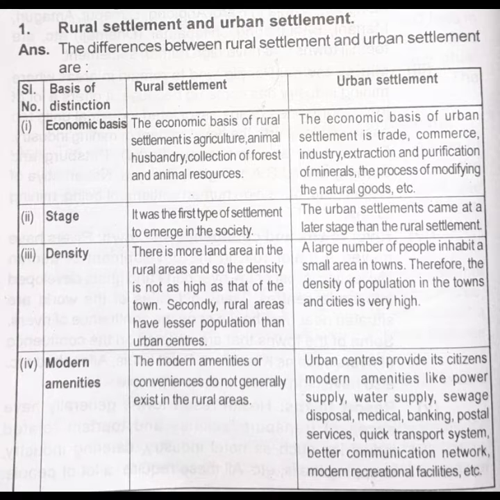In rural settlement, modern amenities or conveniences do not generally exist in the rural areas. In urban settlement, urban centers provide citizens modern amenities like power supply, water supply, sewage disposal, medical, banking, postal services, quick transport system, better communication network, modern recreational facilities, etc.